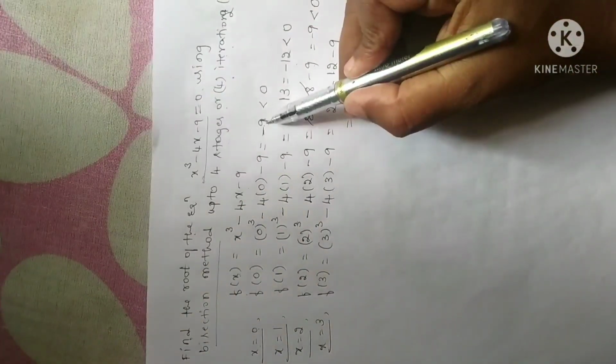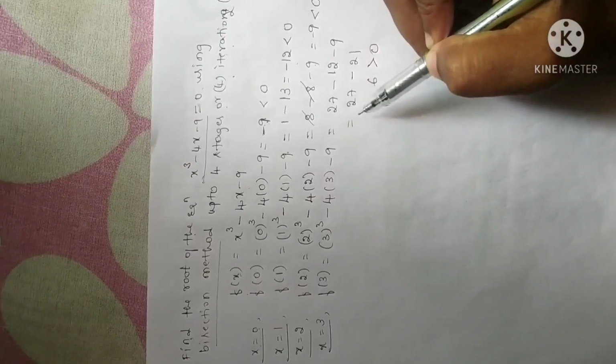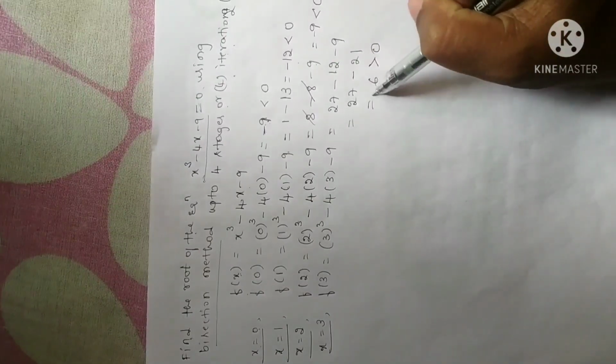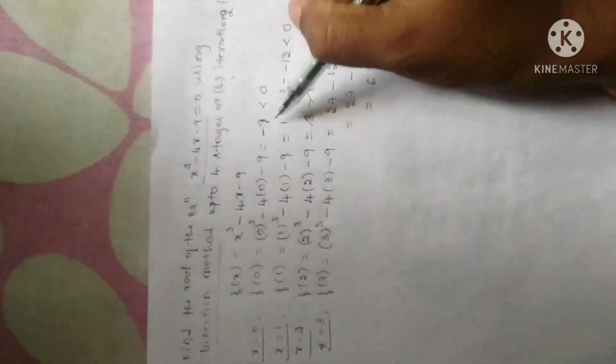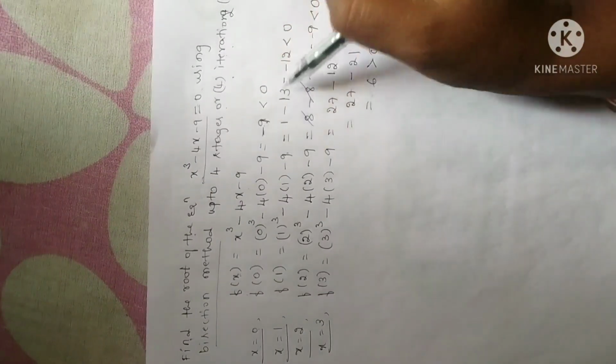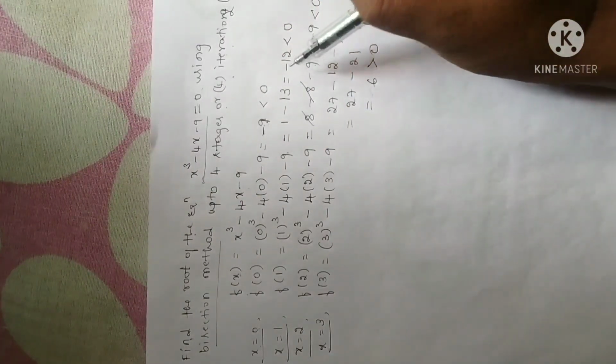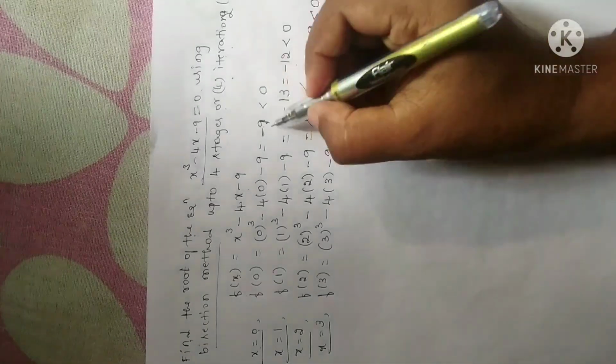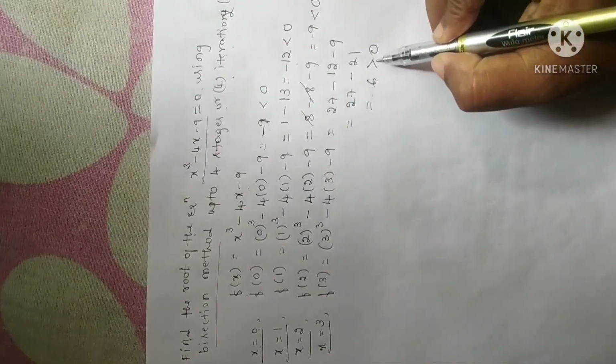First value is negative, so you have to check for the rest of the values for which you are going to get a positive sign. Suppose if the first value is positive, next you have to check for the values for which we are going to get negative. Now I have a negative sign here, I have a positive sign here.